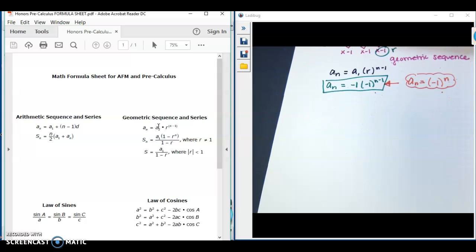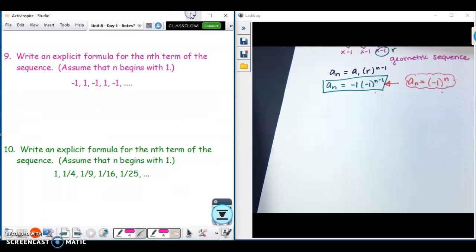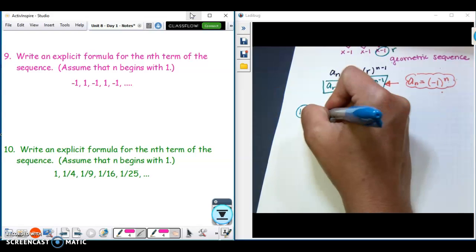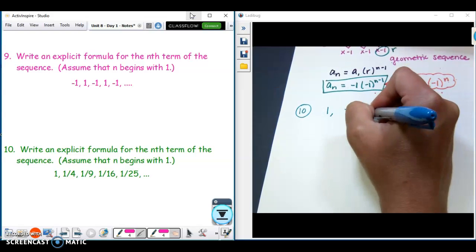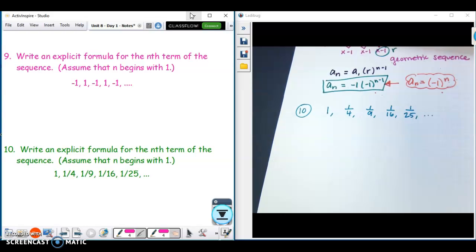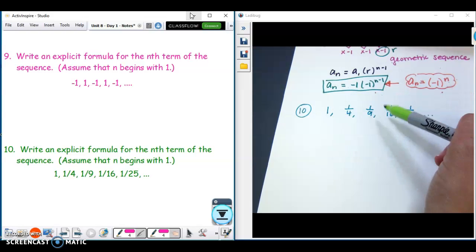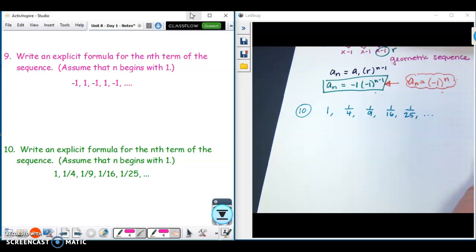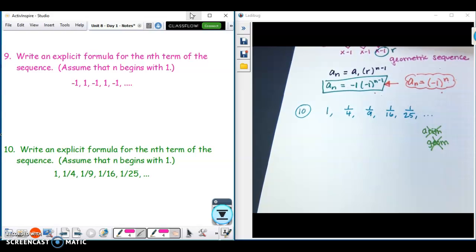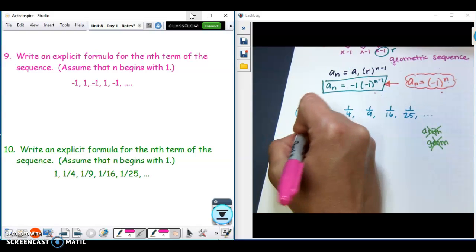Alright, so let's take a look at number 10. We want to write an explicit formula, and we're given 1, 1/4, 1/9, 1/16, 1/25. Now, if you try to look here, there is nothing that you can add or multiply by each term. So this is not going to be arithmetic, and it's not going to be geometric, because there's no certain number that you can multiply or add to get from term to term. So if you can't do that, we're going to look for a pattern.